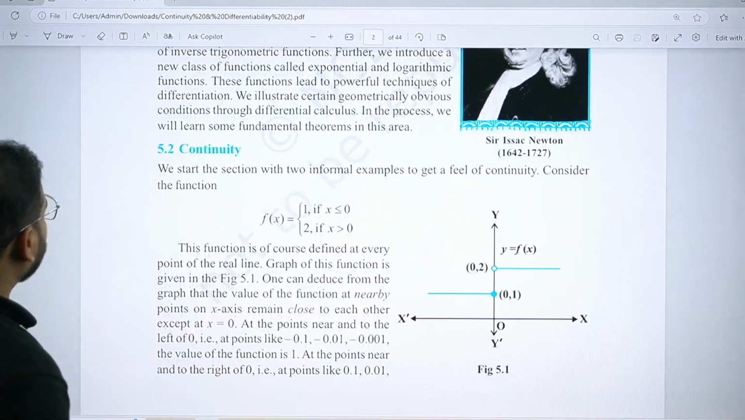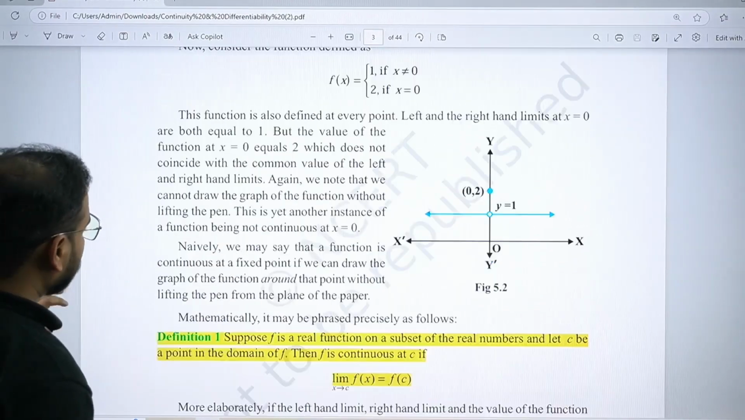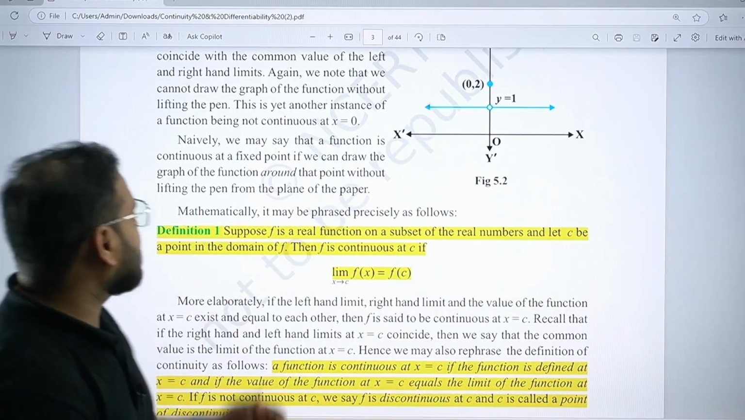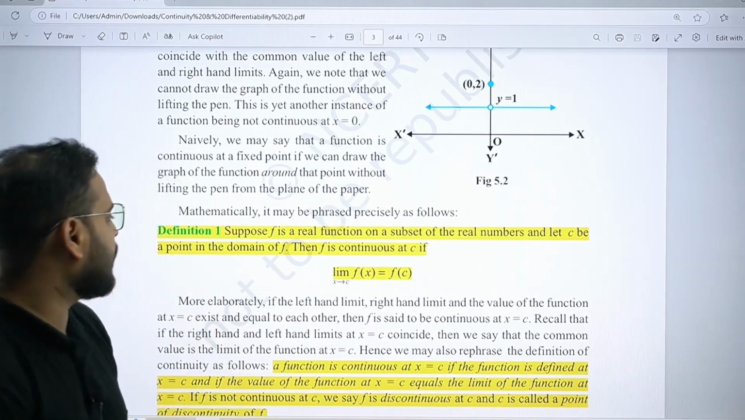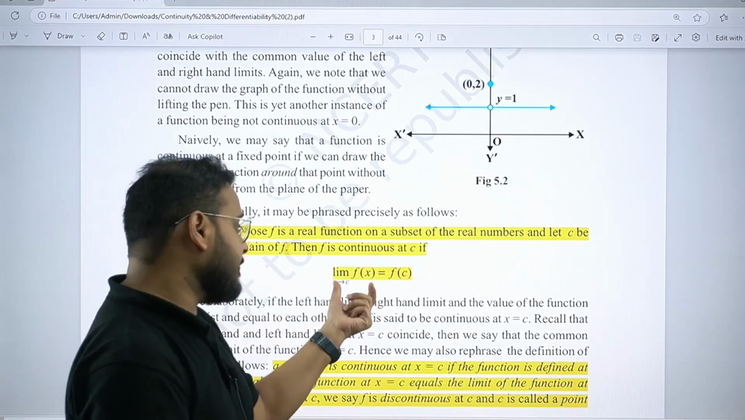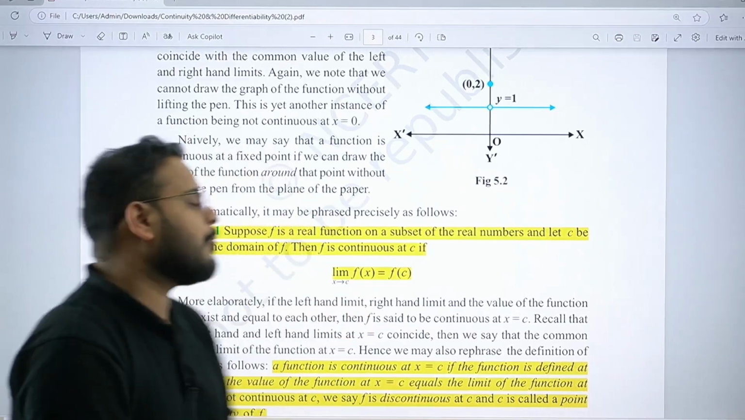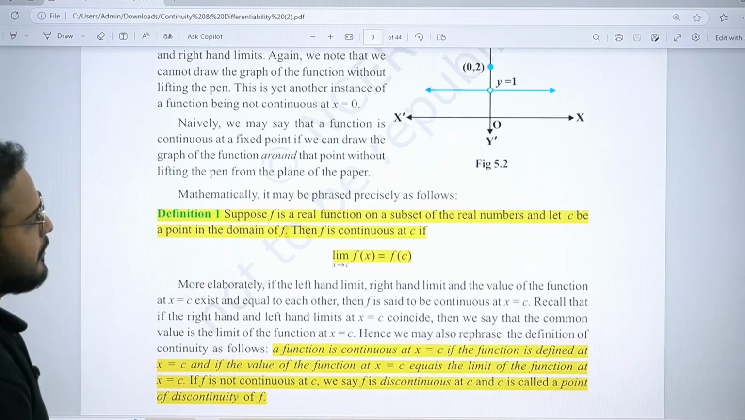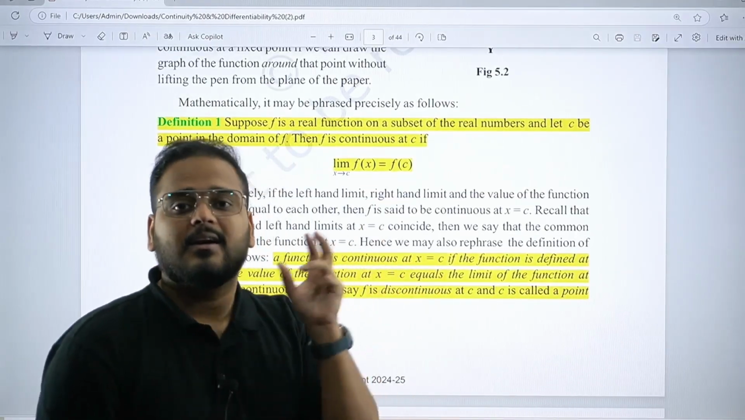So that's what you have to do for the first thing in this chapter. Have a look, definition 1. Suppose f is a real function on a subset of the real numbers and let c be a point in the domain of f, then f is continuous at c if, that's what I said, the limit value is equal to the function value at that point. Then only you can say the function is continuous. That's very important. So you have to understand this definition very easily and solve questions on it.